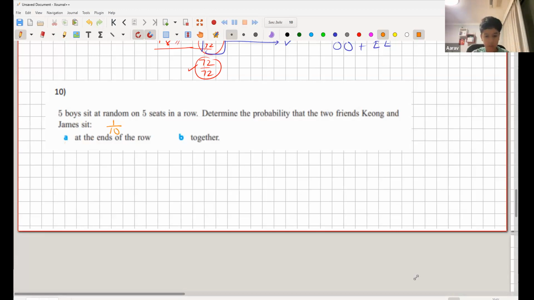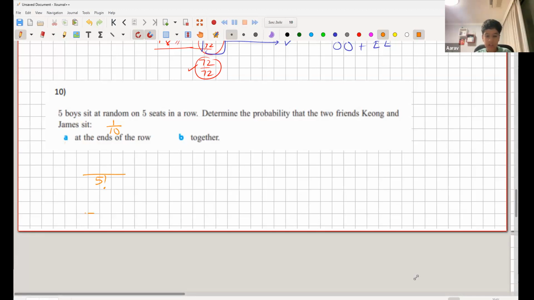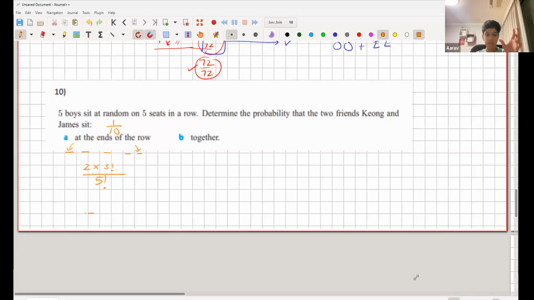So the total number of arrangements, since there are 5 seats and 5 people, is 5 factorial. And then this asks the probability of them sitting at the ends. Exactly. So there can only be 2 possible ways, either KJ or JK. So then you can just multiply 2 times 3 factorial, which is for the ones in the middle. Exactly. As easy as it gets. Veer, does it make sense? Right? For K and J to sit at the ends, it's either this way or that way, right? So it's 2 factorial or 2. Got it. So fairly straightforward, right?